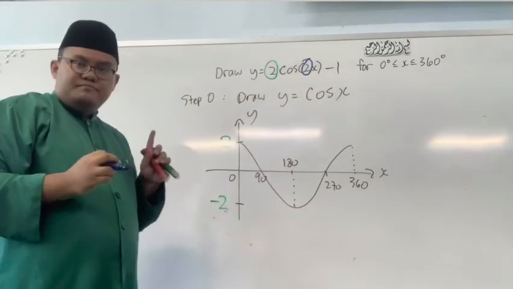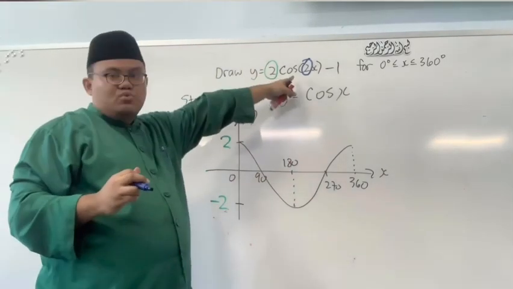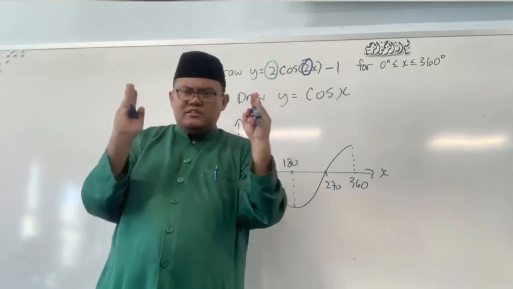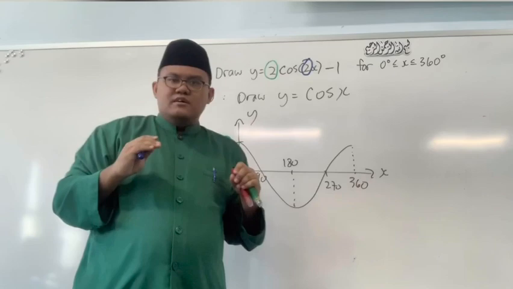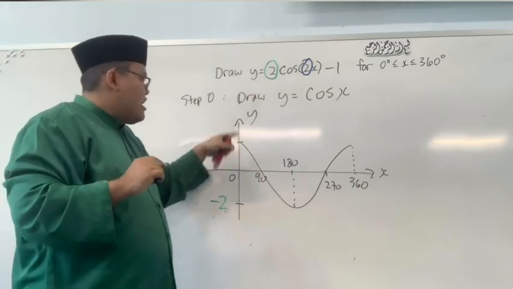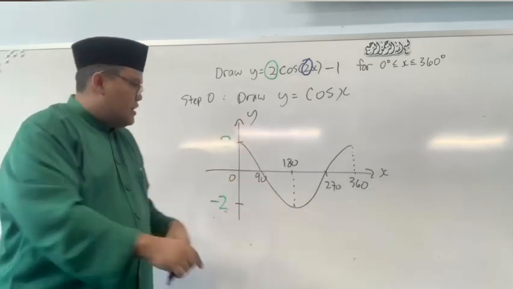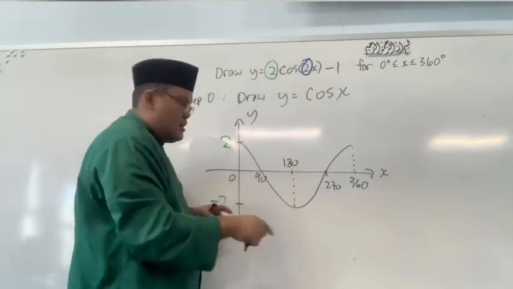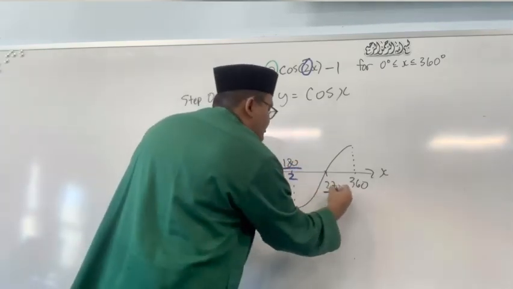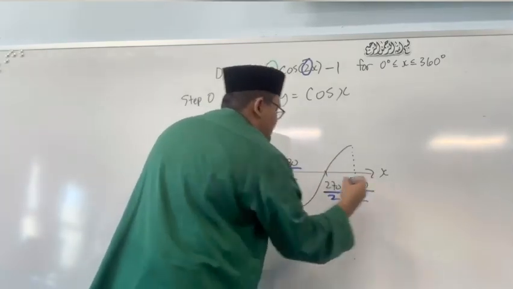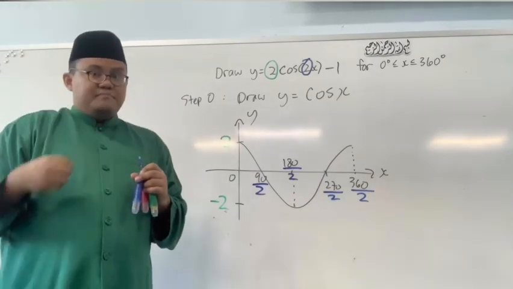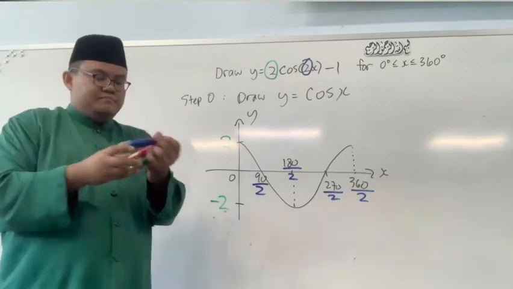Step 2, the effect of these two on this graph. What is the effect of that two on my graph? Horizontal compression. Okay? So all my x values divide by 2. Y values no change. So everything divided by 2. So 90 divided by 2. 180 divided by 2. 270 divided by 2. 360 divided by 2. That's the second step.